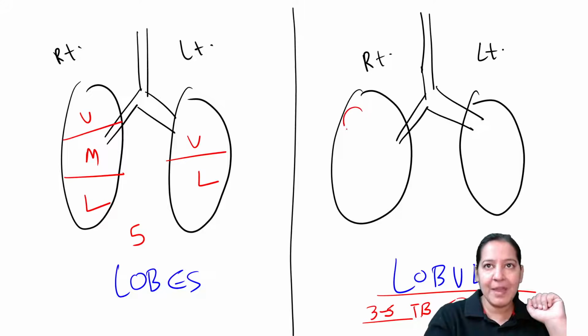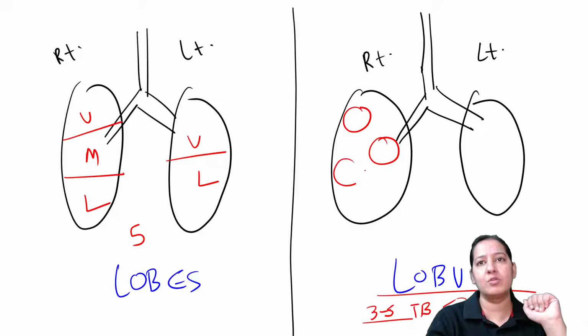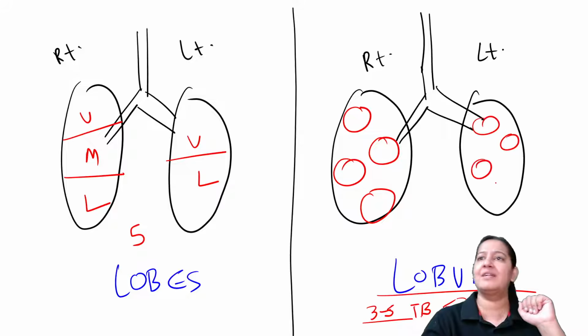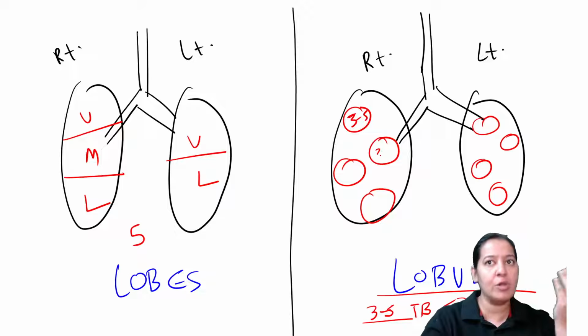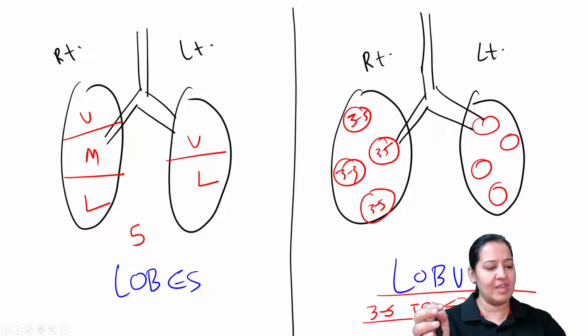So in the present, maybe it is one lobule, one lobule, one lobule, present haphazardly anywhere. Inside each of them, there are 3 to 5 terminal bronchioles along with their appendages.